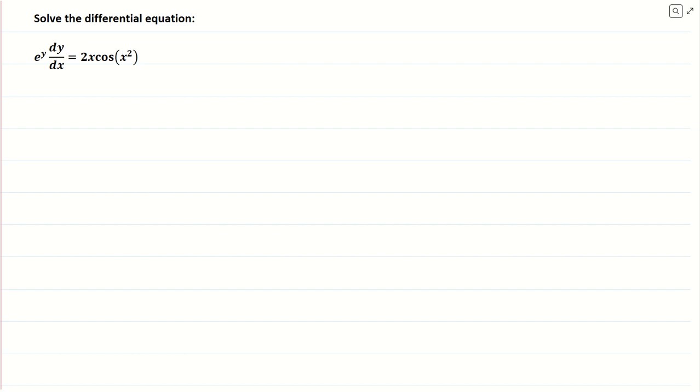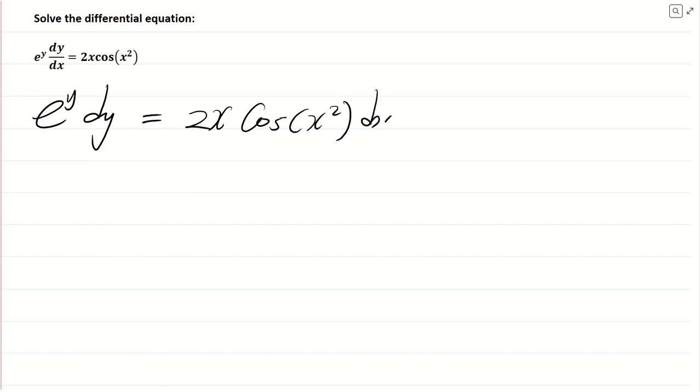So when we group them, we'll keep e to the power y with dy, then we multiply both sides by dx. We'll have 2x cos x squared dx. Then we divided them, so we grouped the like terms. Then from there we introduced the integral sign on both sides. With the integral sign, when you integrate e to the power y, you'll get e to the power y. It won't change, so it will remain the same. Then the right hand side, I'll do it separately.